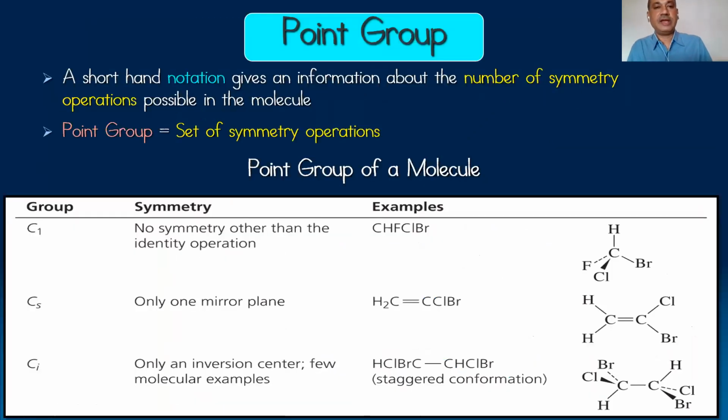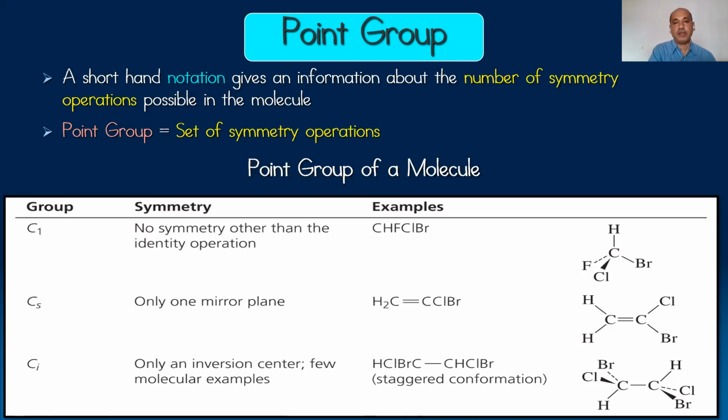Now, the important thing, that is a point group. How to derive the point group of a molecule? Now, first of all, what do you mean by point group? Point group is a shorthand notation. It gives information about the number of symmetry operations which are possible in a molecule. Or we can say that point group is a set of symmetry operations. So in a particular molecule, how many individual symmetry operations are present? The summation of all these symmetry operations is called the point group.